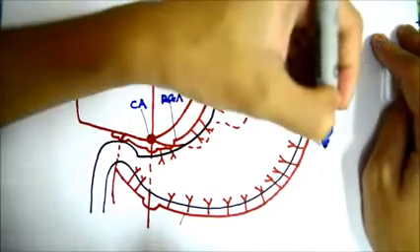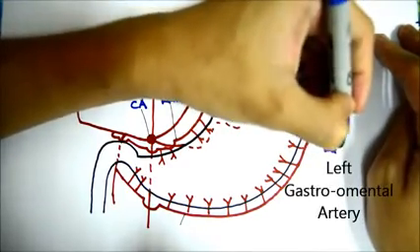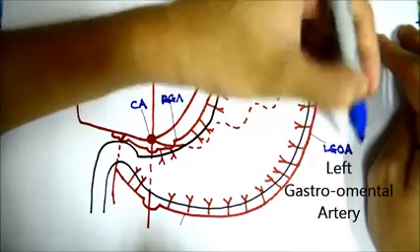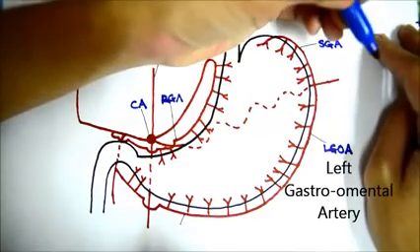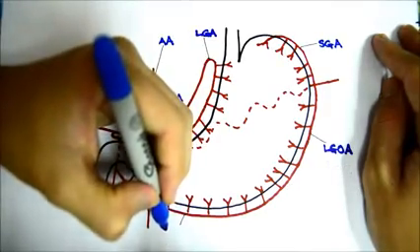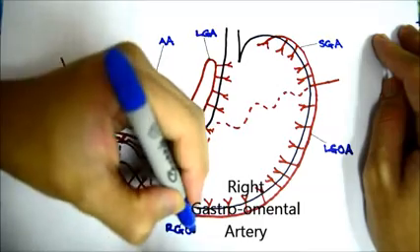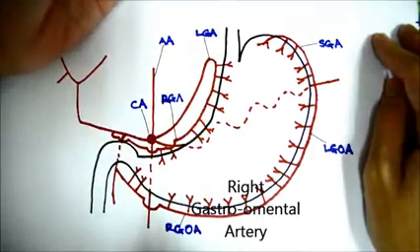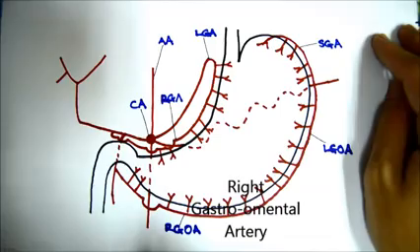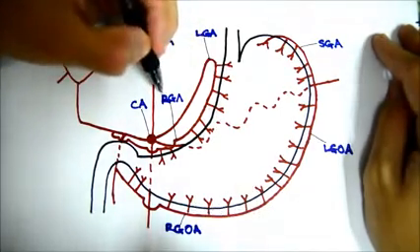Next is the left gastro-omental artery, or in some books they use the term left gastroepiploic artery. Last one is the right gastro-omental artery. Okay, the arteries that supply the stomach are these 5.